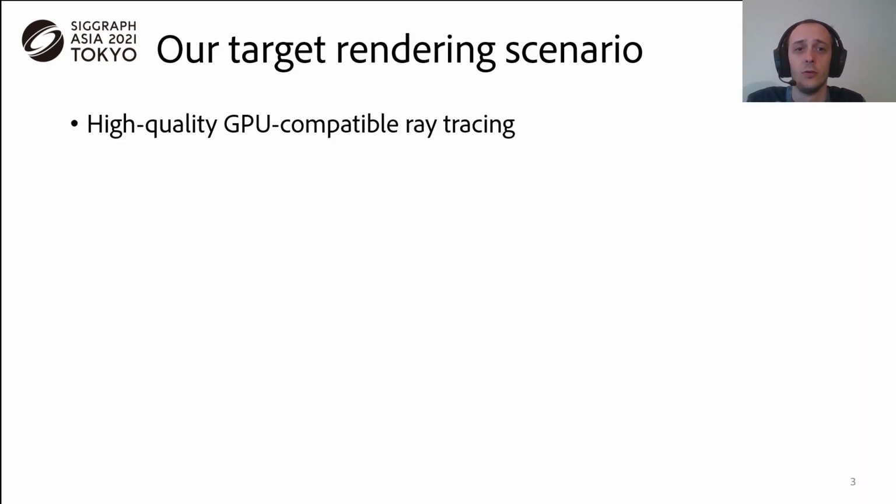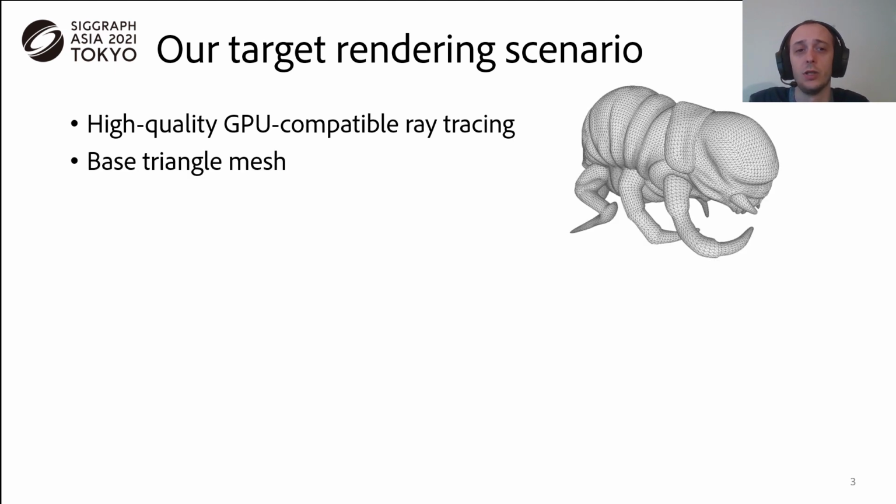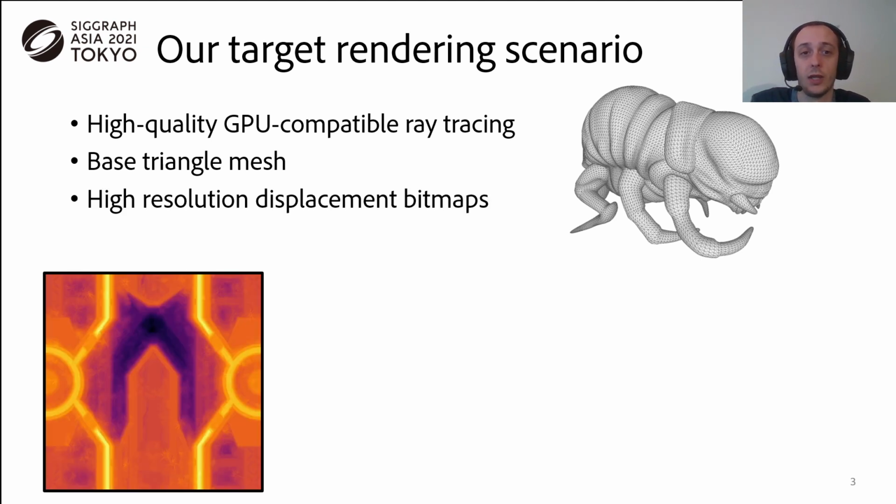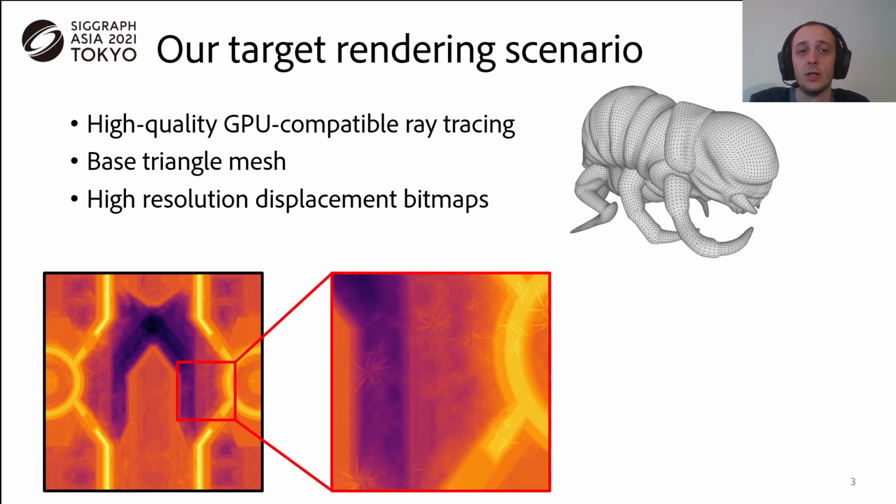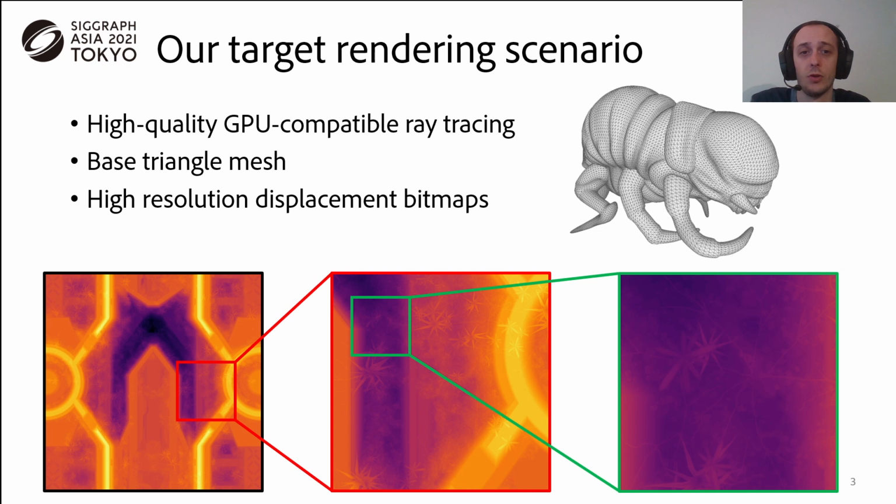In this talk, we want to ray trace surfaces with displacement on a GPU with high quality, which is a challenge due to the limited available memory. Secondly, we assume the base surface on which the displacement is applied is a triangle mesh. We want to target high-resolution displacement bitmaps, and as you can see with these close-ups, this kind of displacement content is almost worth an entire scene of geometric details.